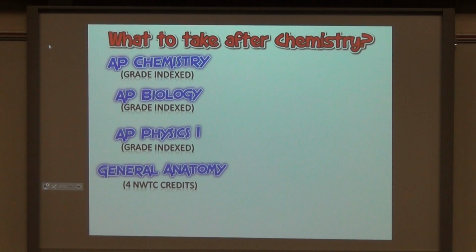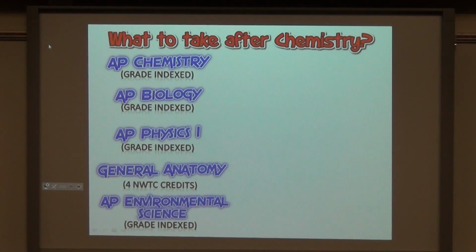Not technically an AP class, but it's an upper level class that will earn you credits at MWTC. And the AP Environmental Science is taught by Ms. Tutt. That's also indexed. That's 1 semester for college credit? Okay, thank you. So AP Environmental and AP Physics are the equivalent of 1 semester of college credit. Chemistry and Biology, 1 year of college credit.